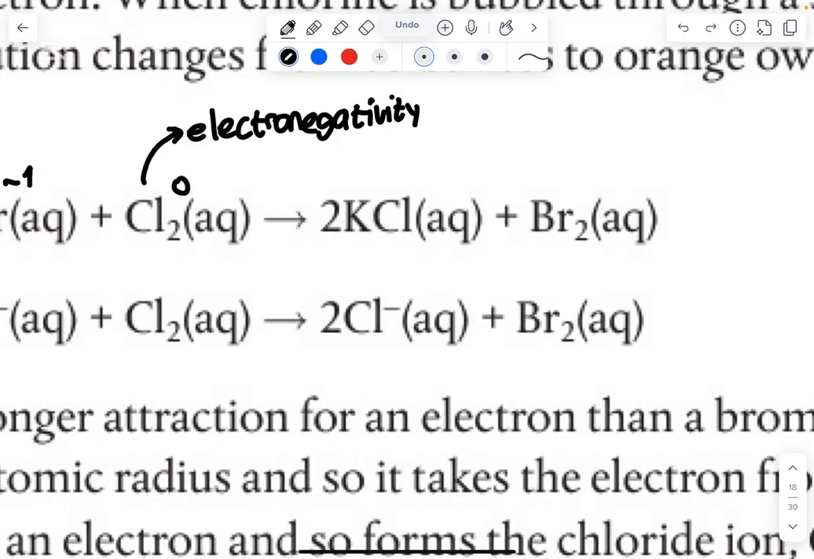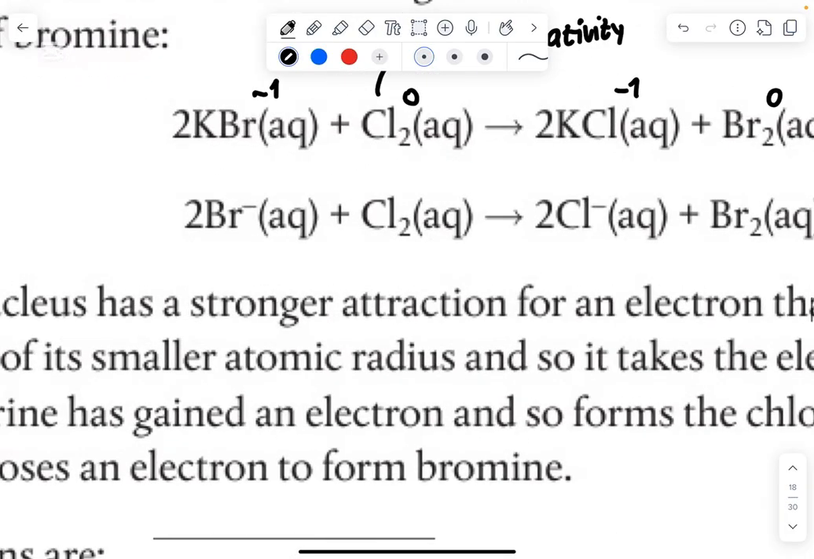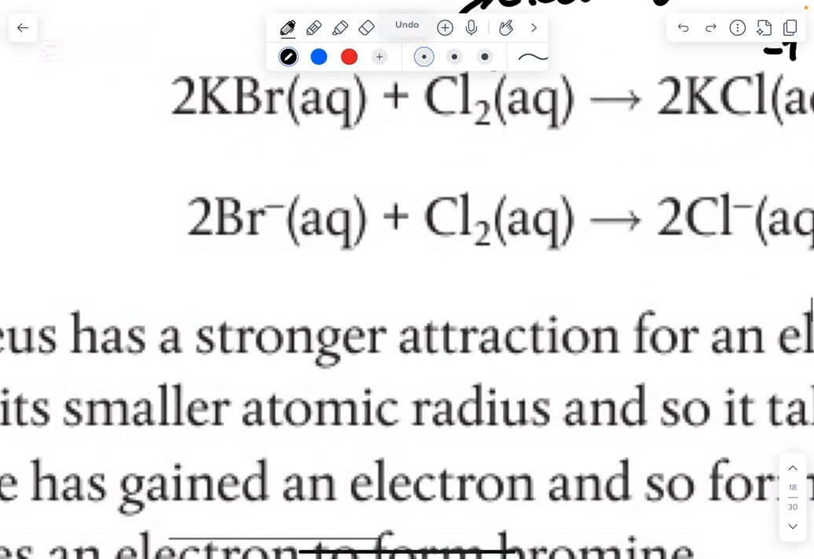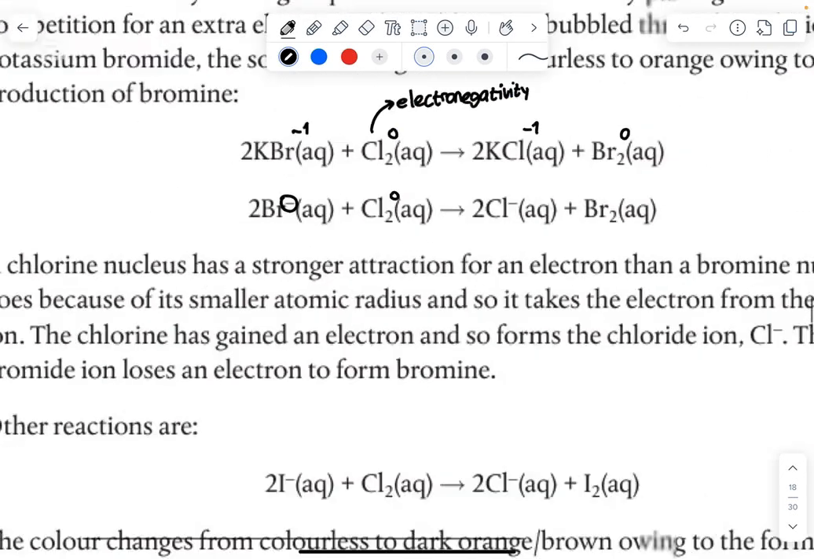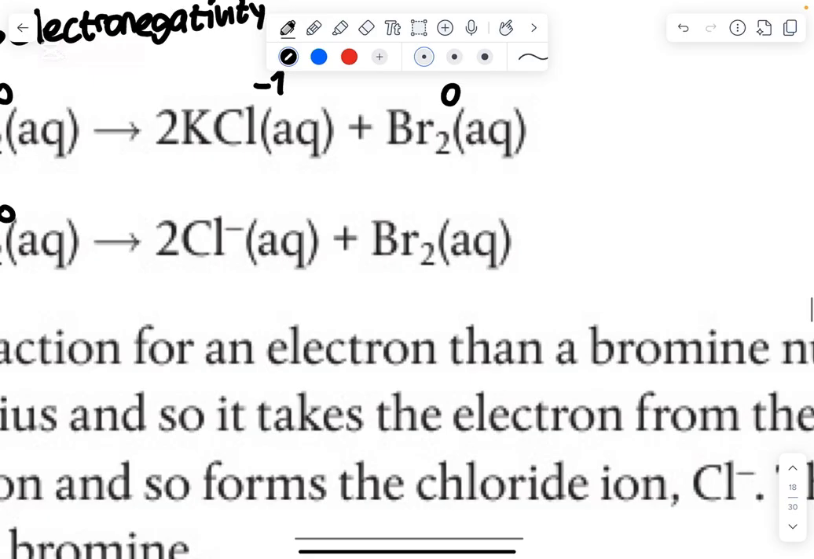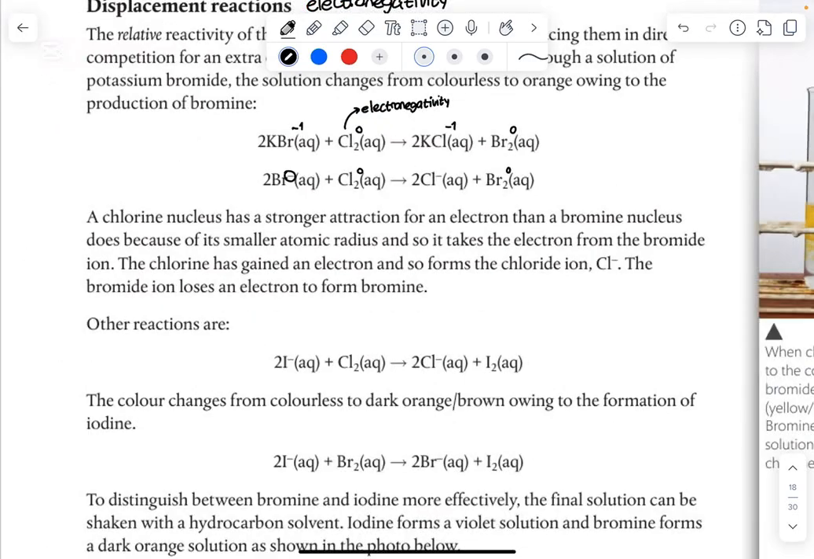Bromine has an oxidation state of 0 now, and chlorine has an oxidation state of -1. This can also be seen with ions. Bromine has a negative oxidation state, chlorine has 0, so chlorine is going to take away the electron from bromine, the bromide ion, and it's going to become a chloride ion, and bromine is going to have an oxidation state of 0.